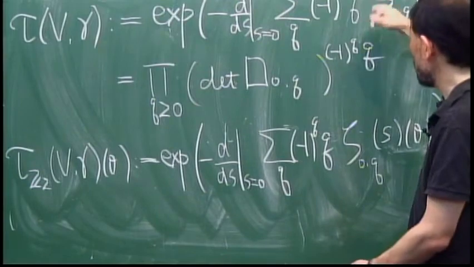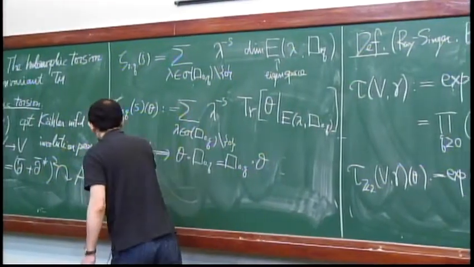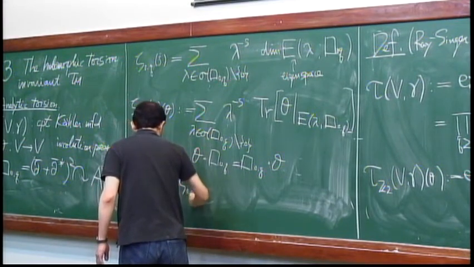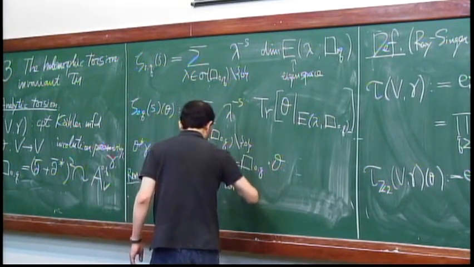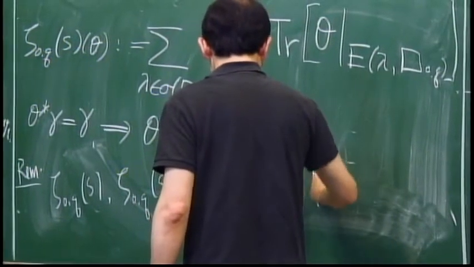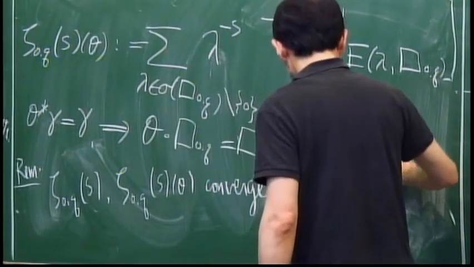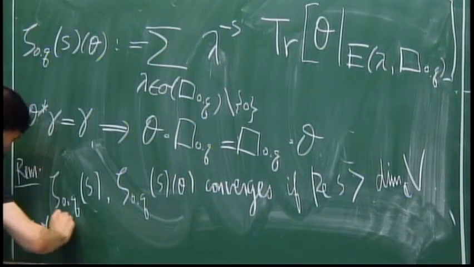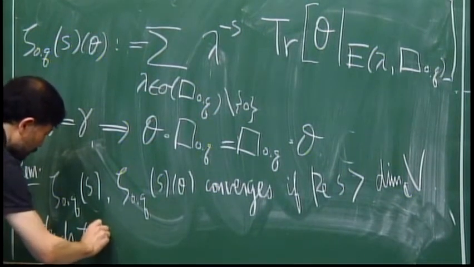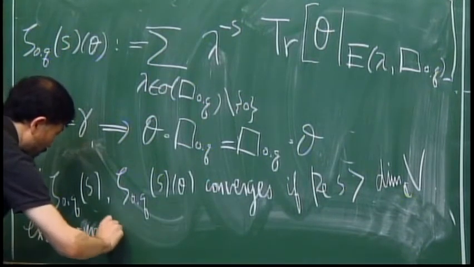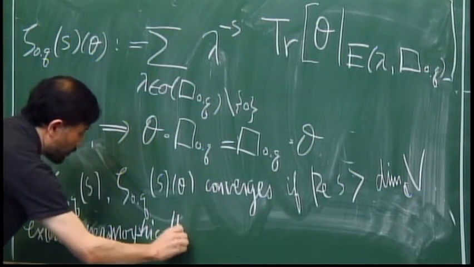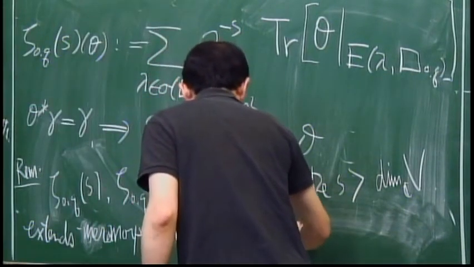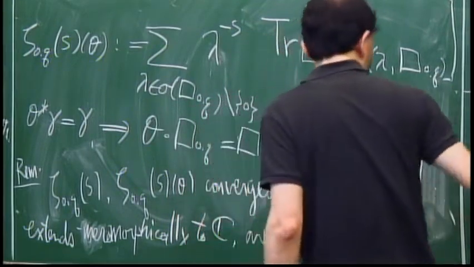So maybe I should mention here that both these zeta functions converge if the real part of s is bigger than the complex dimension of V, and extend meromorphically to the whole complex plane, and are holomorphic at the origin. So this definition makes sense.